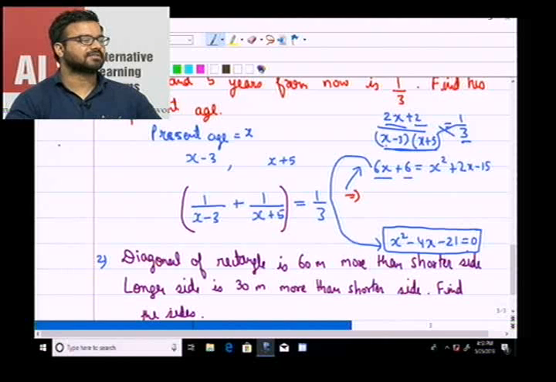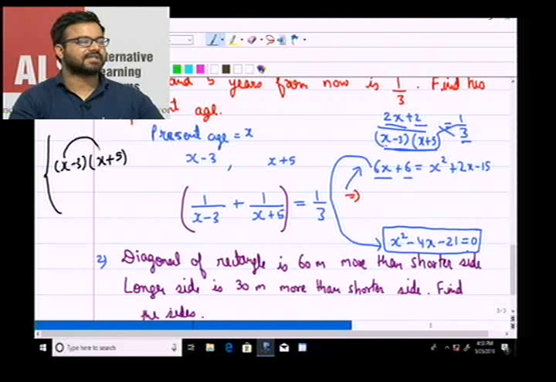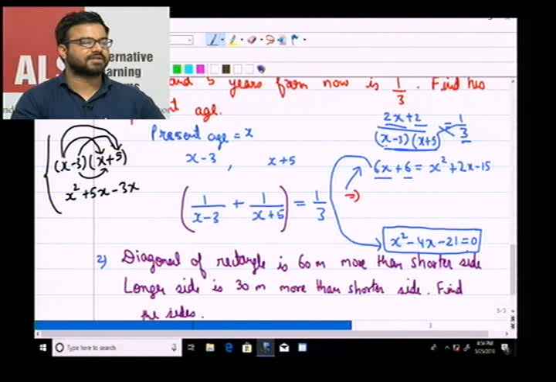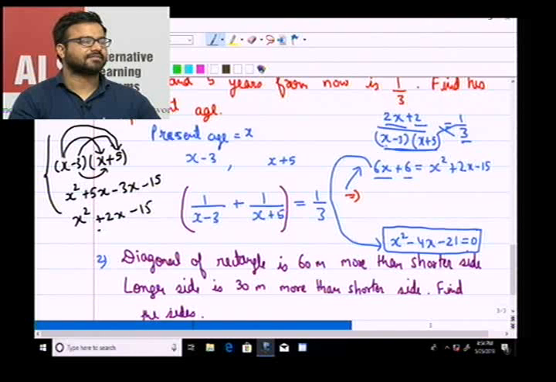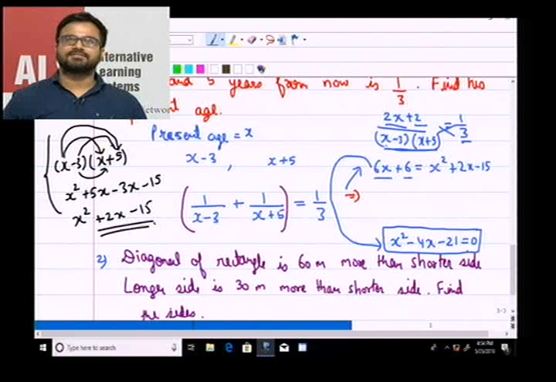When we multiply x minus 3 into x plus 5, we have to multiply. So first x multiplied by x, that will become x square. x multiplied by 5, that will become 5x. Then minus 3 multiplied by x, minus 3x. And minus 3 multiplied by 5, that is minus 15. So x square, 5x minus 3x is 2x, and minus 15. Multiplying the binomials. Is this clear now?